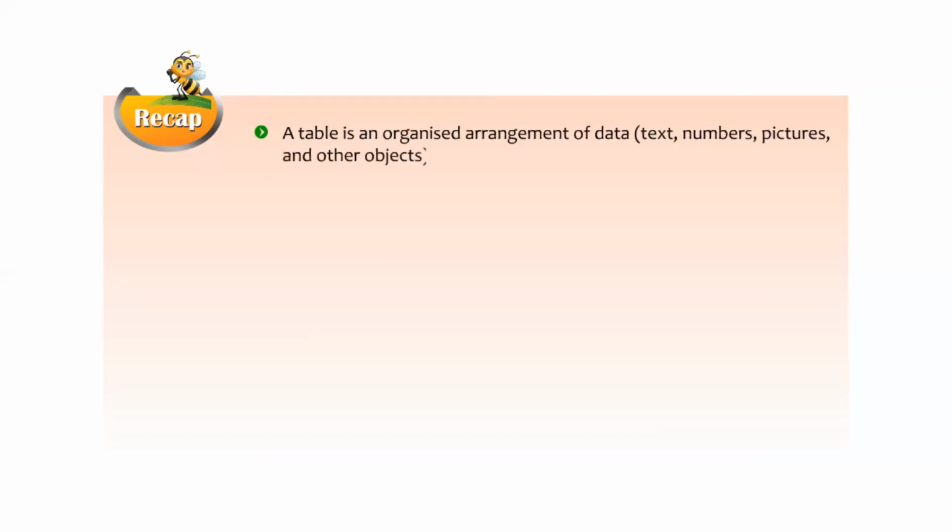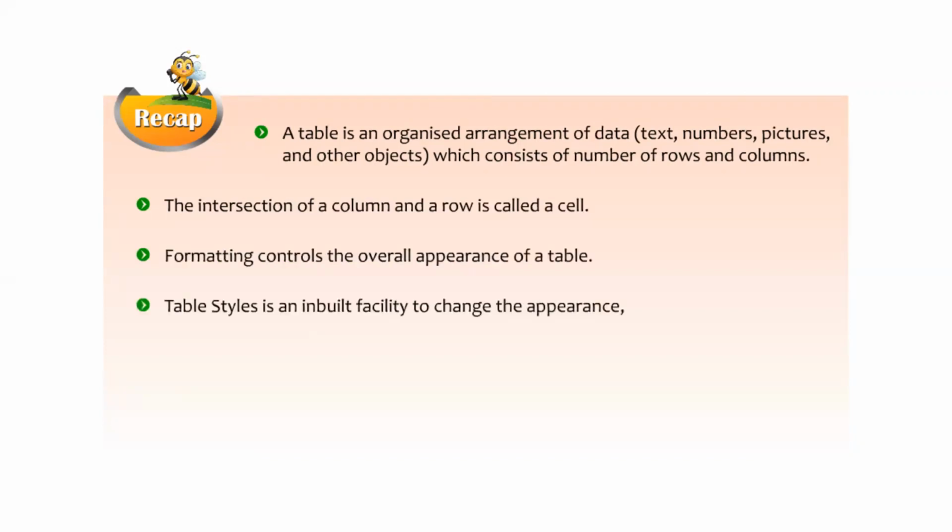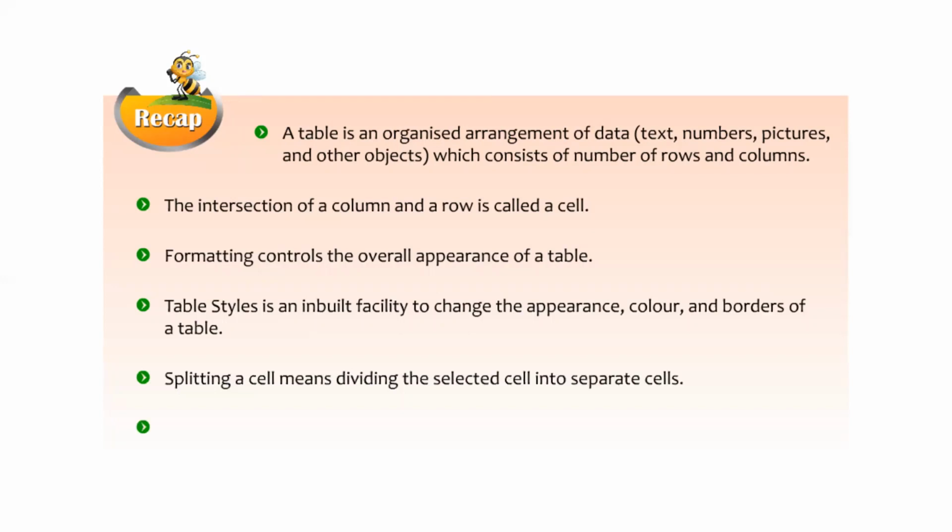Okay students, let us take a recap of this chapter. A table is an organized arrangement of data, text, numbers, pictures and other objects, which consists of a number of rows and columns. The intersection of a column and a row is called a cell. Formatting controls the overall appearance of a table. Table styles is an inbuilt facility to change the appearance, color and borders of a table. Splitting a cell means dividing the selected cell into separate cells. Combining two or more cells into a single cell is called merging.